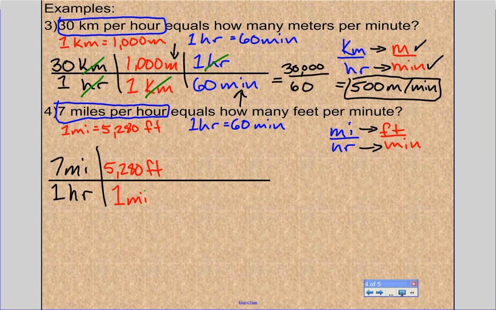So now I have miles over miles. Those canceled out and left me with feet. So I got my feet part done. Now I need to take care of the hours to minutes.